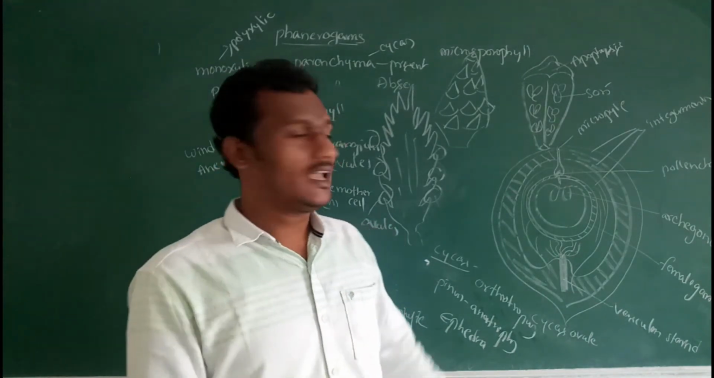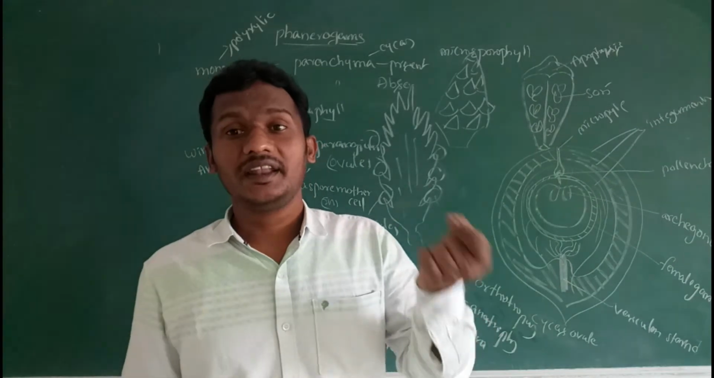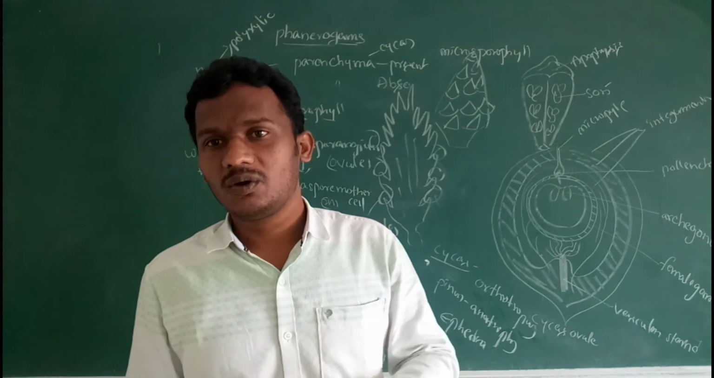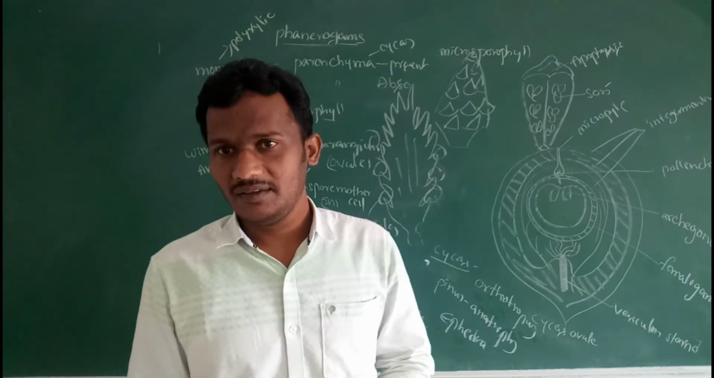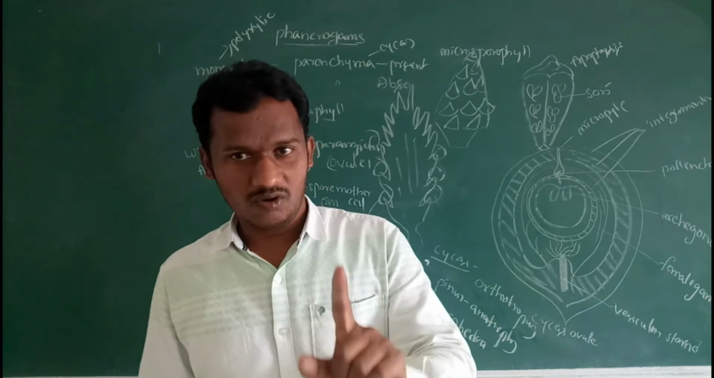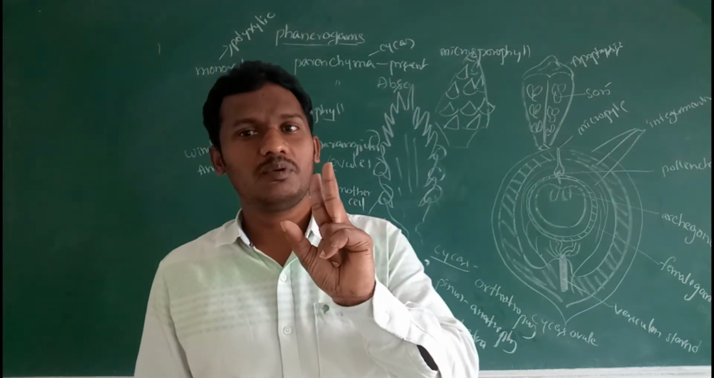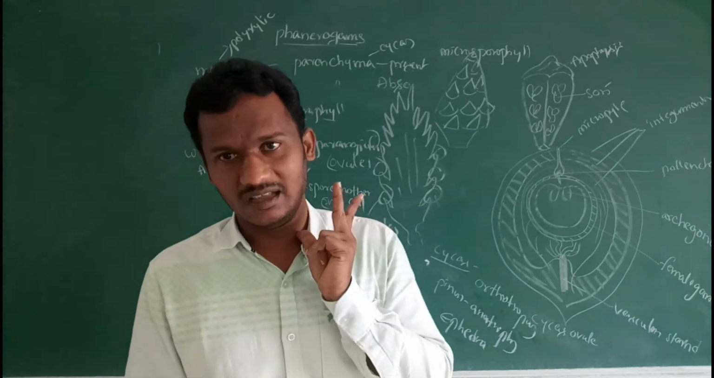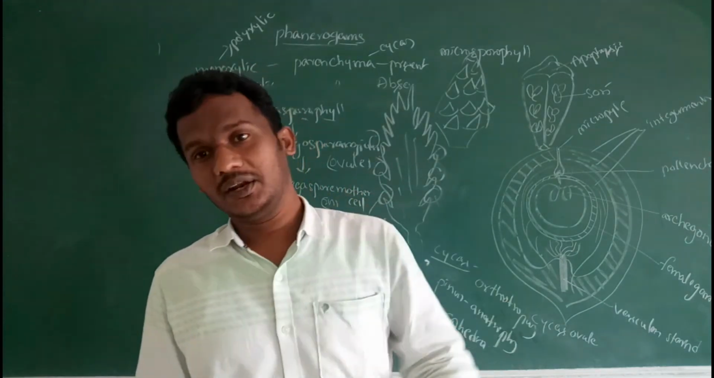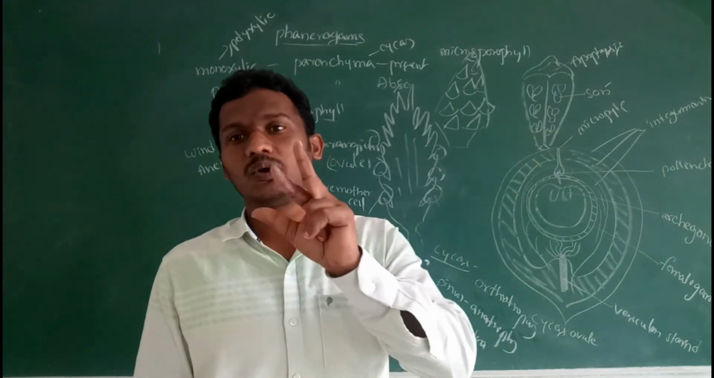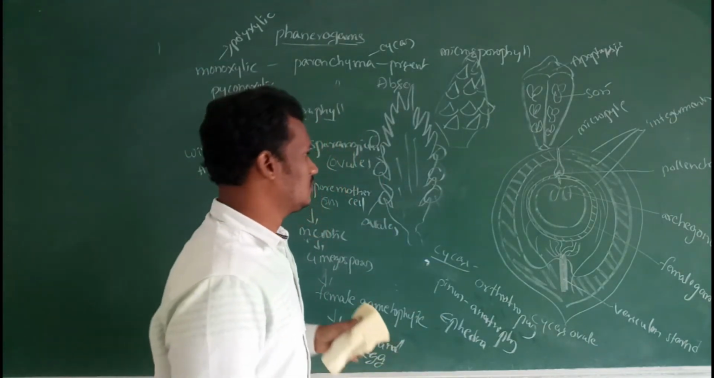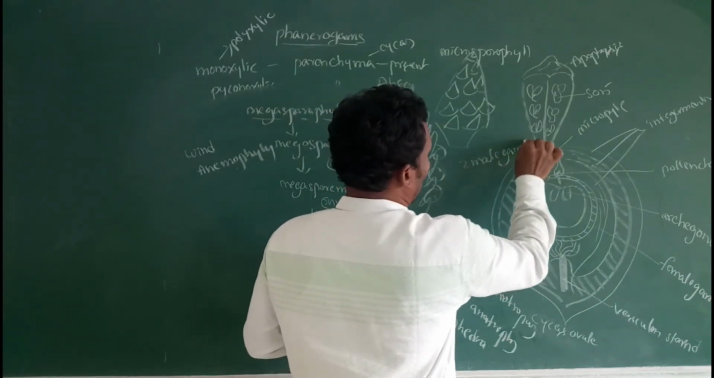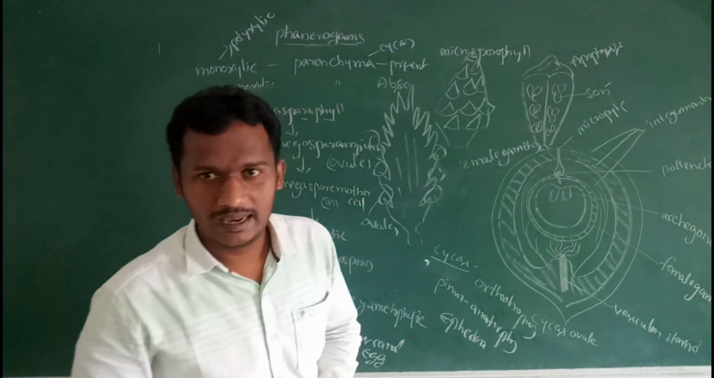At this time in the pollen tube, the generative cell undergoes mitotic division to produce one stalk cell and two sperm mother cells. These two sperm mother cells undergo mitotic division again to produce two male gametes.